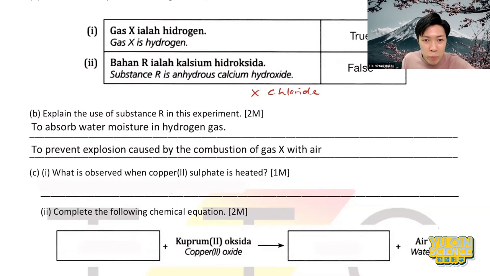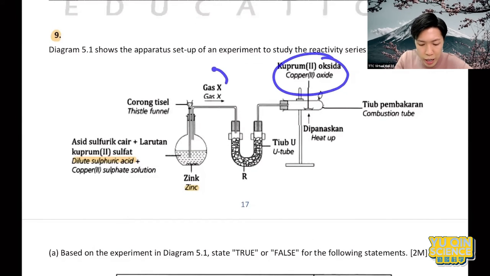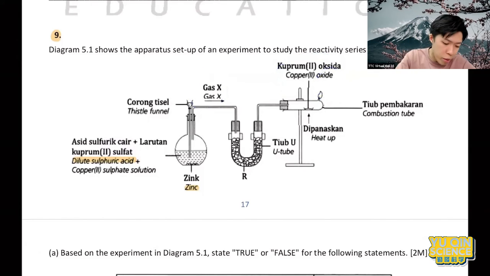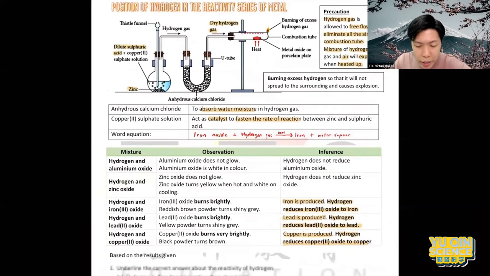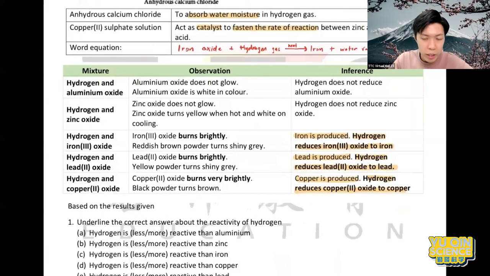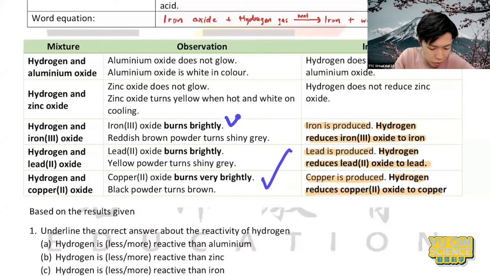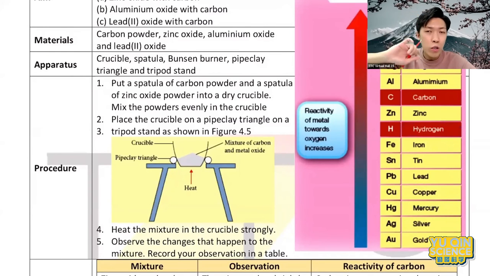What is observed when copper sulfate, sorry, this one I think is a typo, should be copper(II) oxide. So what is observed when copper oxide is heated? We ask hydrogen to reduce the copper oxide. What happened? Remember, the lower you are in the reactivity list, the brighter the reaction. You see iron burns brightly, not very crazy. But when copper is so low in the list, it makes a lot of difference. So the reaction will be very big.